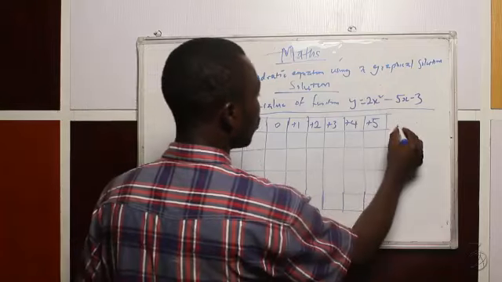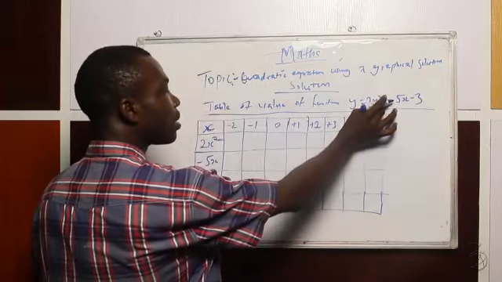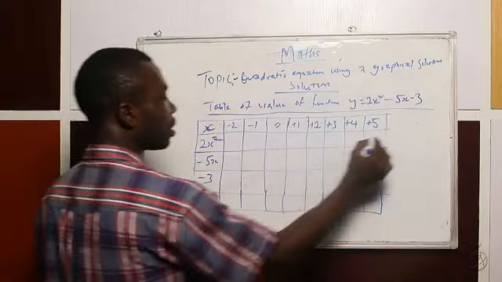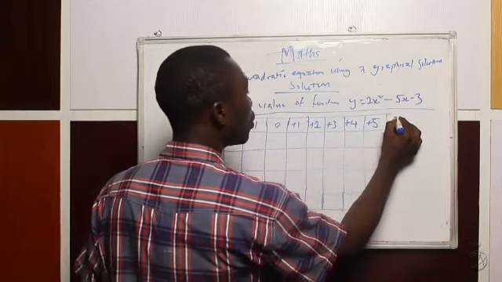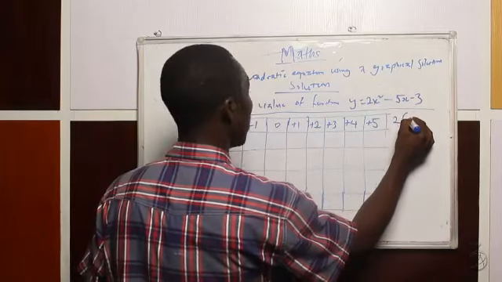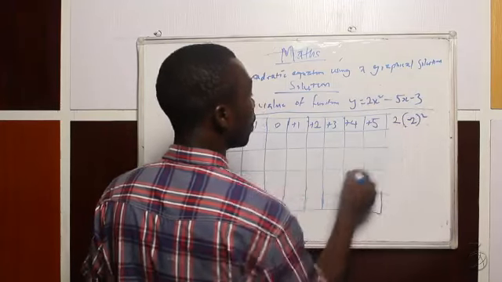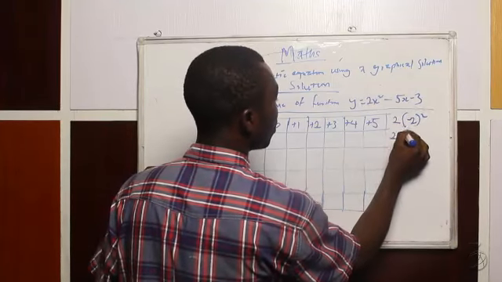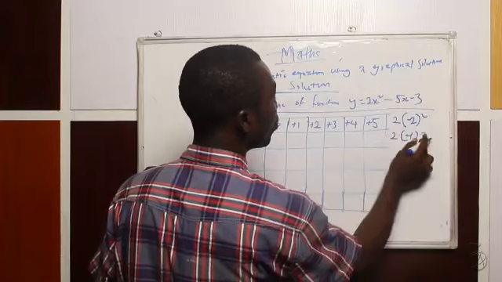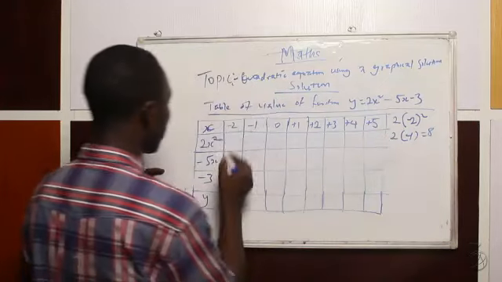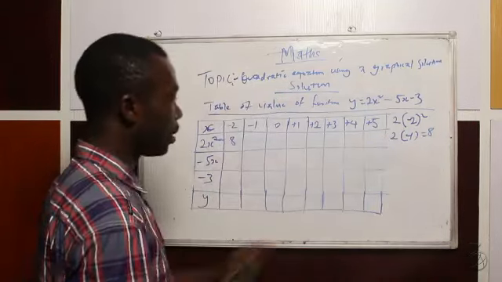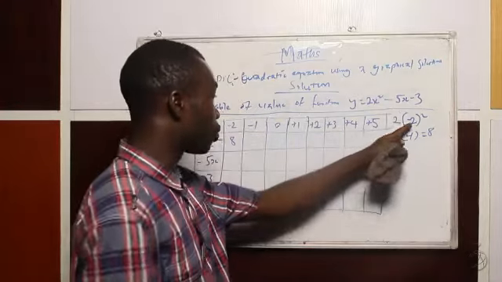Remember that this is 2x squared. Anywhere you see x, you substitute the value of x into it. So the first one is 2 bracket into minus 2 squared, 2 bracket into 4, which will give us 2 times 4, will give us 8. So you come and put your 8 here. That's how to get our 2x squared.